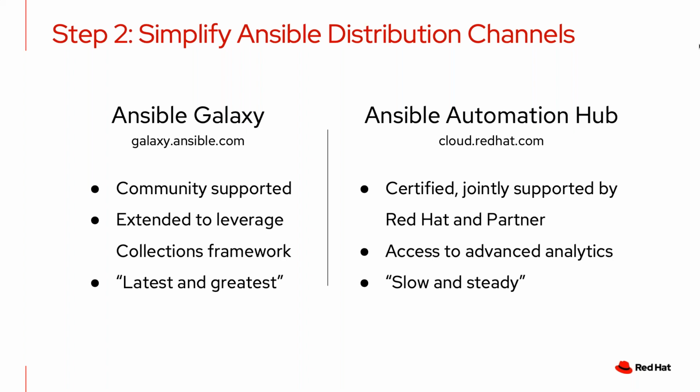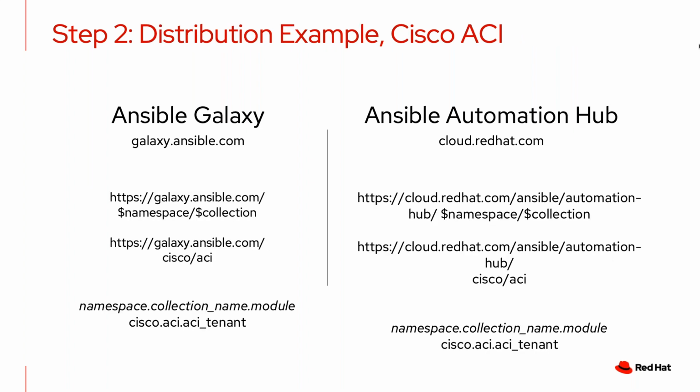Next slide. Okay, so let's see, what does this mean with ACI? Everyone's here for ACI, and I know we're going to get to it, only a few more minutes of me, and you're going to hear the good stuff. So before you hear about that, you have to understand, what does Cisco ACI look like now that it's outside of the distribution, right? We talked about Galaxy, we talked about Automation Hub.